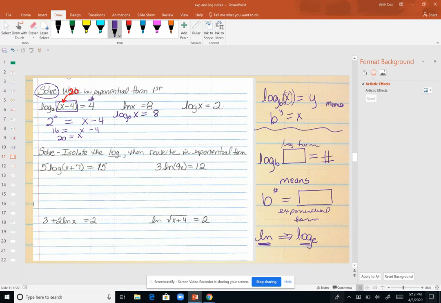Then I'm going to use my little rule here again. The b was small, and now it becomes big. So now I'm going to have e to the 8 is equal to x. To figure out what x is, I just have to get my calculator out and do e to the 8th. And I get 2,980.